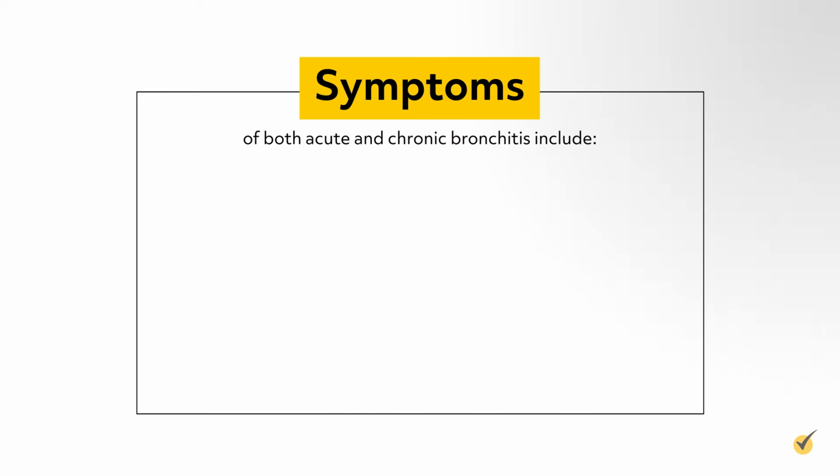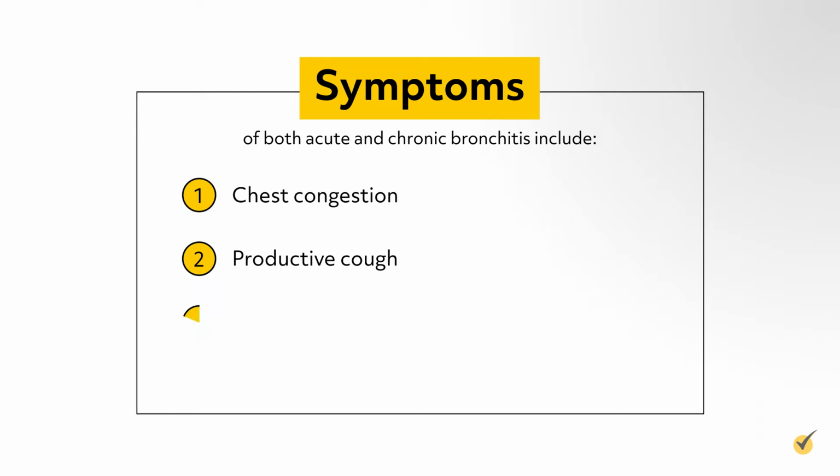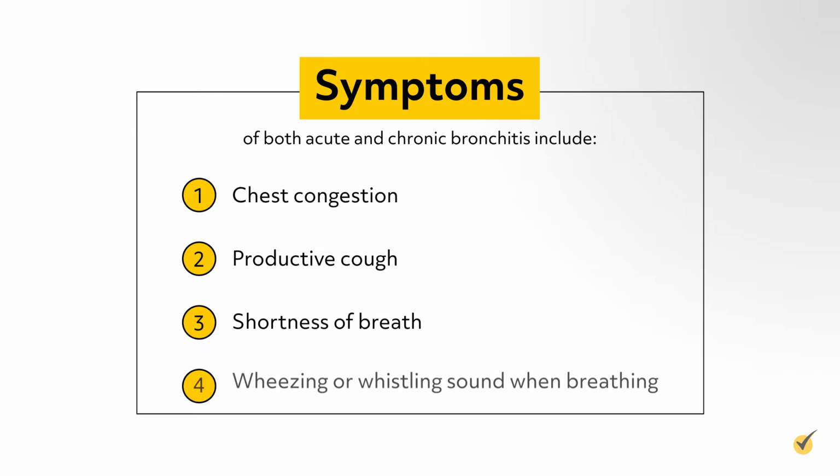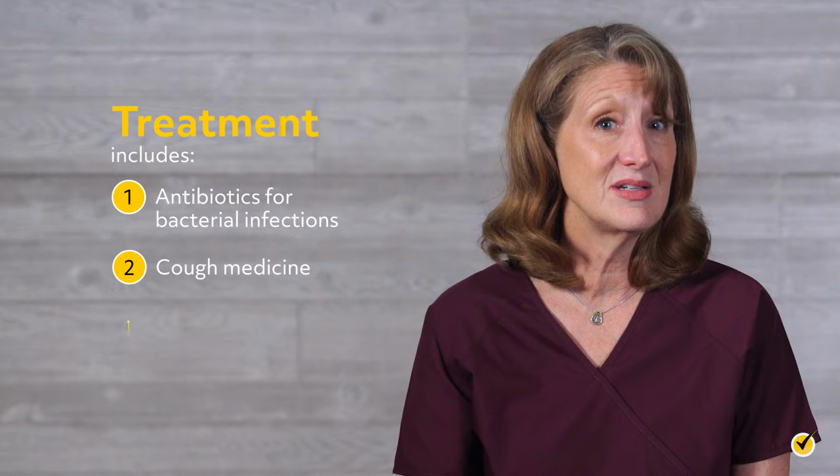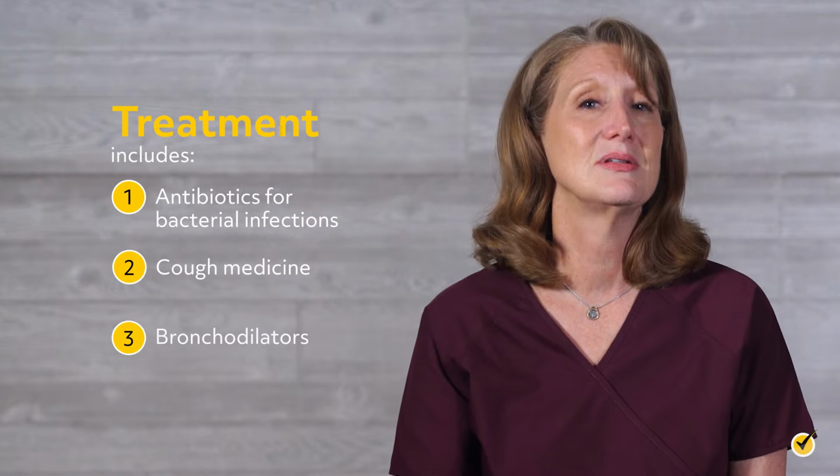Symptoms of both acute and chronic bronchitis include chest congestion, productive cough, shortness of breath, and a wheezing or whistling sound when breathing. Treatment includes antibiotics for bacterial infections, cough medicine, and bronchodilators.